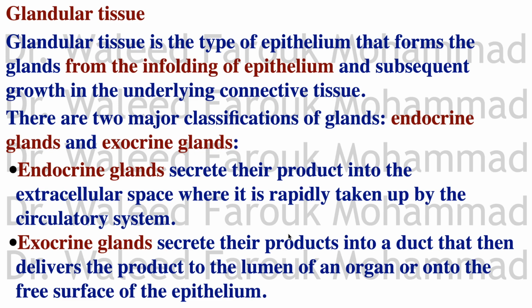But exocrine glands secrete into the duct system of the gland, and the duct system opens into the lumen of an organ or onto the free surface of the epithelium, like the sweat glands, for example, the exocrine component of the pancreas, for example. They have a duct system.